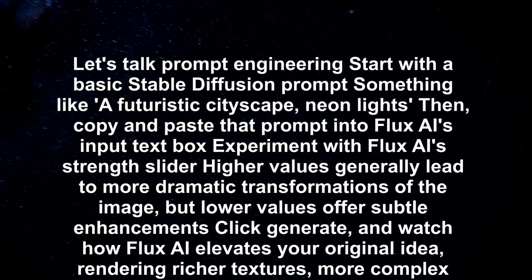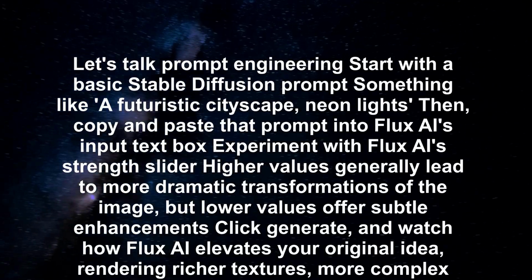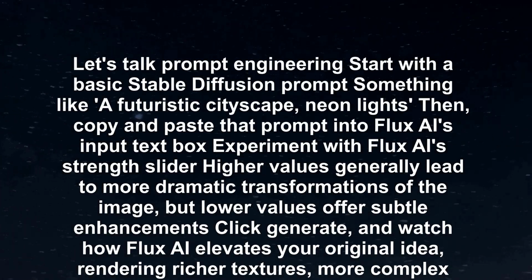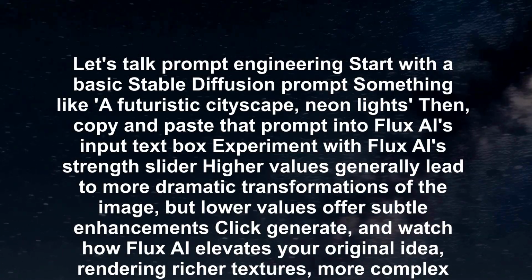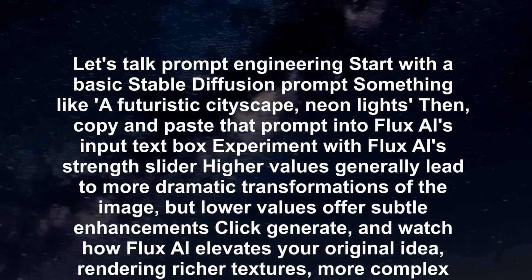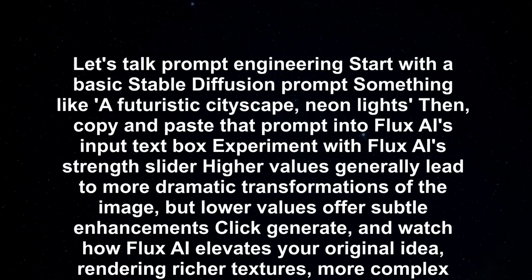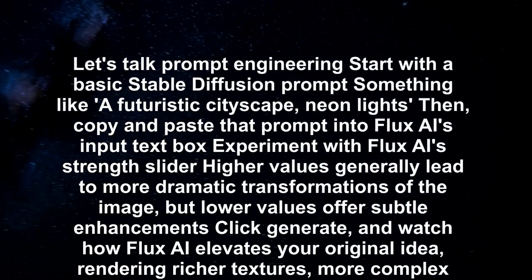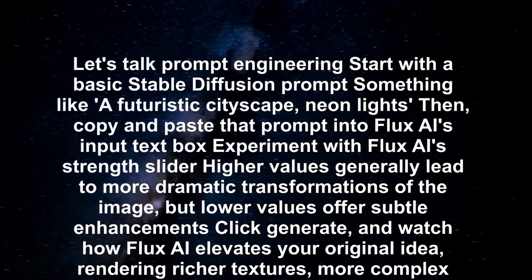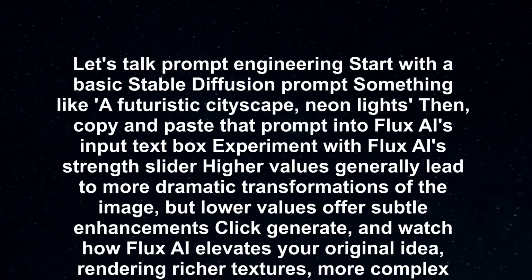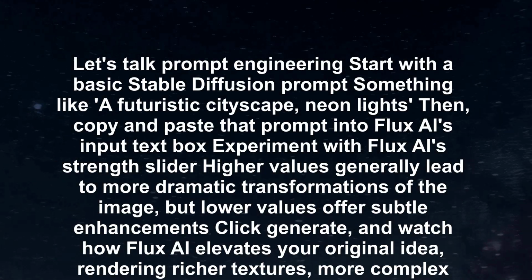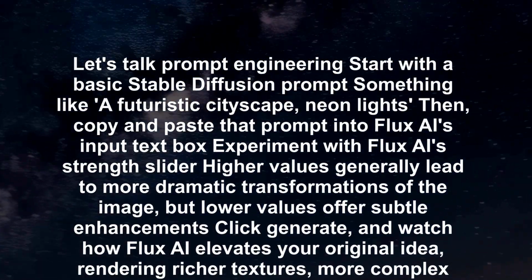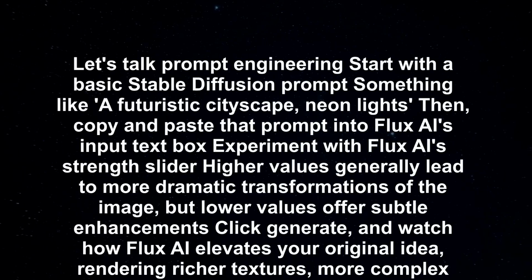Start with a basic Stable Diffusion prompt, something like a futuristic cityscape, neon lights, then copy and paste that prompt into Flux AI's input text box. Experiment with Flux AI's strength slider. Higher values generally lead to more dramatic transformations of the image, but lower values offer subtle enhancements. Click Generate and watch how Flux AI elevates your original idea, rendering richer textures, more complex compositions, and overall, a much more visually arresting final image.